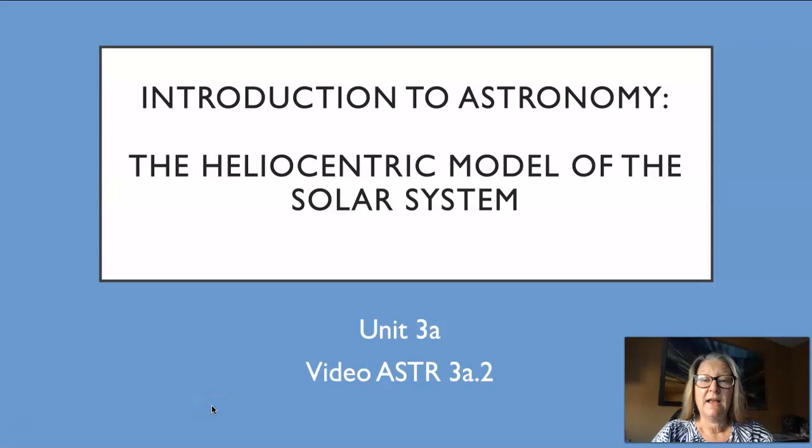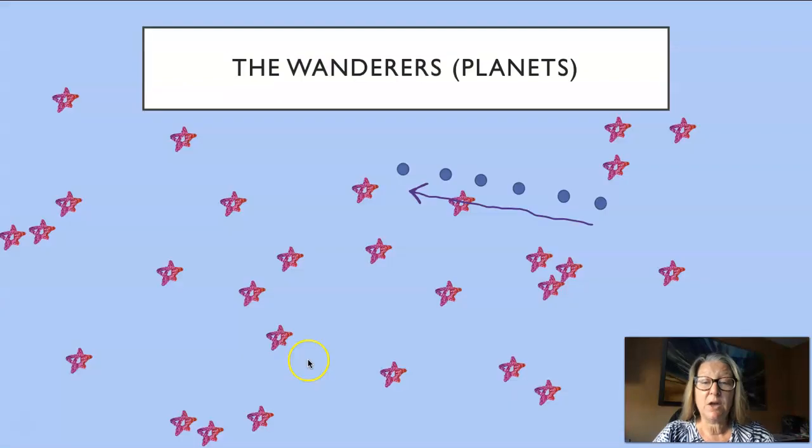In the previous video, we discussed what the ancient Greeks noticed when they looked into the night sky. They noticed that the stars remained relatively fixed in their positions compared to each other. But there were five wanderers, which turned out to be the planets, that moved night after night relative to the stars, such as this one shown here, moving in the direction of the arrow.